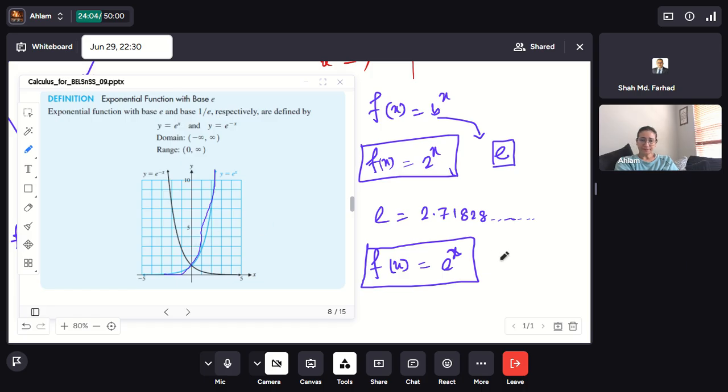And if we put f of x equals e power negative x, then this is the graph of this function. One characteristic of an exponential function is that both graphs intersect the y-axis at the point (0, 1).